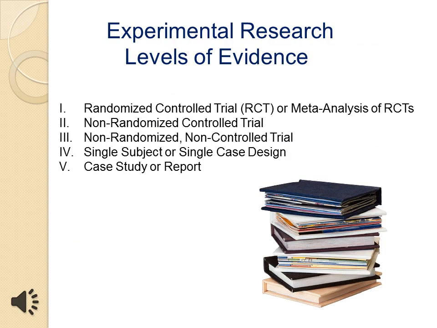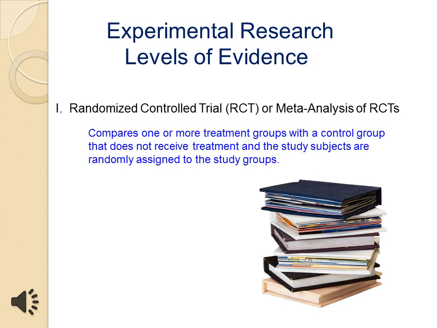First, it's important to understand the different levels of experimental research, commonly referred to as levels of evidence of a research article. Experimental research articles are categorized generally into 5 levels of evidence. The highest level of evidence is level 1 and includes randomized controlled trials, or RCTs. A randomized controlled trial compares one or more treatment groups with a control group that does not receive treatment, and the study subjects are randomly assigned to the study groups.